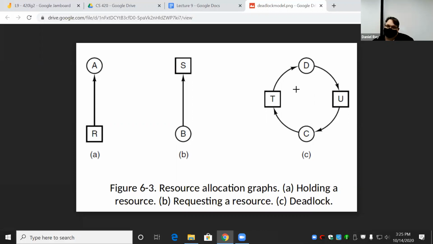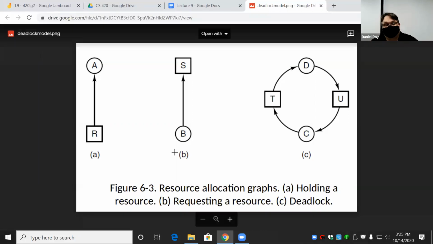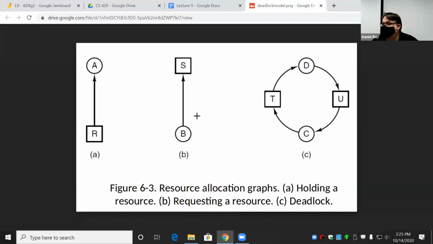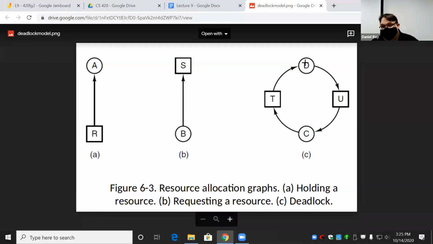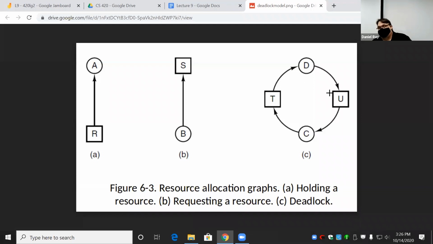Okay, process D cannot get resource U because process C has it, and process C cannot get resource T because process D has it. Now, if you build your resource allocation graph following these rules, then it is no accident that deadlocks are represented by cycles. Okay? All the deadlocks that you can find, no matter how complicated your resource allocation graph is, will be represented by a closed cycle of processes and resources.